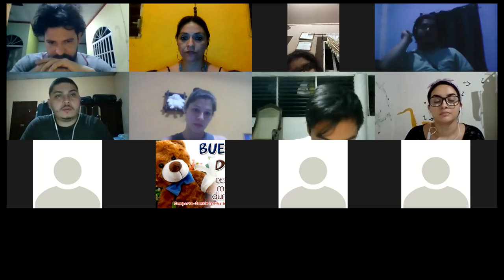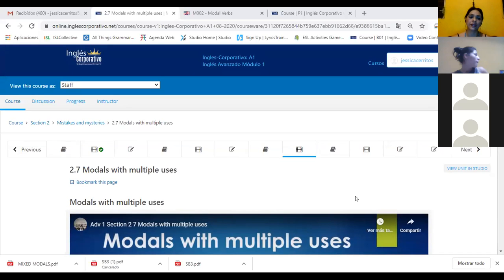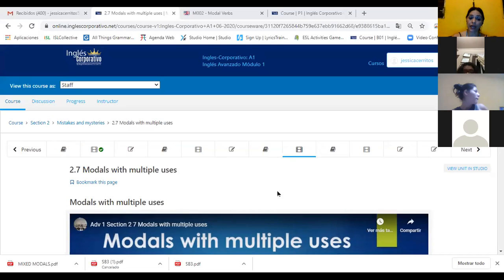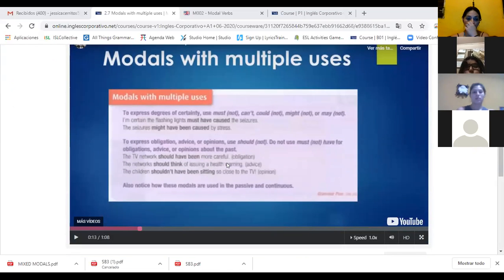Can you guys see? Yes. All right. So today we are talking about modals with multiple uses. That's going to be the topic for tonight. But I skipped one topic, which is verbs that go with problems, and the other one that is going to be verbs of belief. So in tomorrow's class, I'm going to join these two topics, verbs of belief and verbs that go with problems, because they are not so complicated. So I'm going to join those two topics in one class. So Thursday we begin section number 3. Okay, so today, guys, we're talking about modals with multiple uses. That is the topic for tonight.